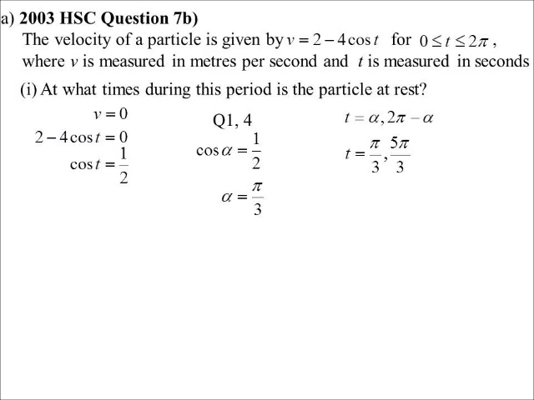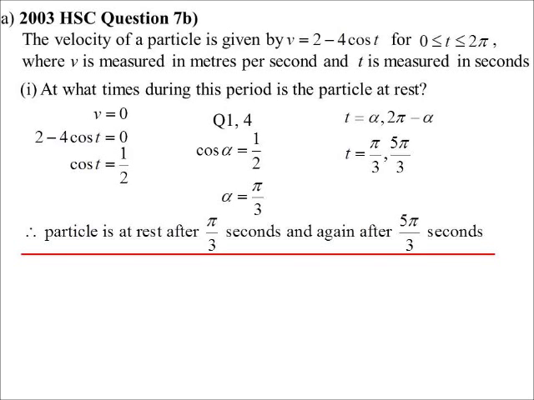So I know that in the first quadrant it'll be that acute angle, but in the fourth quadrant it'll be, well, 360, but we're talking about radians. So 2 pi minus the acute angle. So we have pi on 3, 5 pi on 3. So after pi on 3 seconds, and again after 5 pi on 3 seconds.